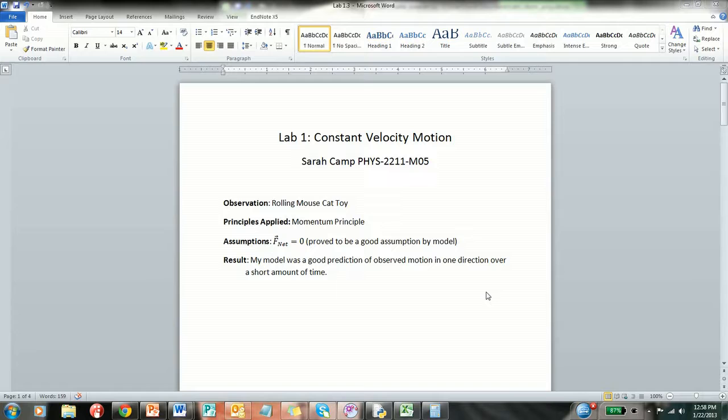Hi, this is Sarah Camp doing my first physics report on constant velocity motion. I observed a rolling mouse cat toy and applied the momentum principle with an assumption of zero net force. This assumption proved to be a good assumption because of my computer model. My model was a good prediction of observed motion in one direction over a short amount of time.